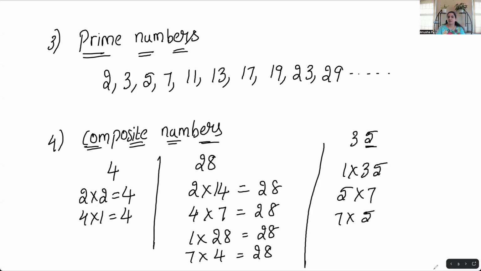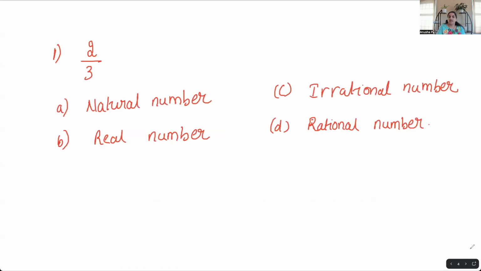Okay. So I gave you a clear idea of types of numbers. Let us test with few examples. Okay. The first example here is 2 by 3. Now, is 2 by 3 a natural number? No, because natural numbers are just 1, 2, 3, 4, 5, and so on. Okay, so it is not a natural number.